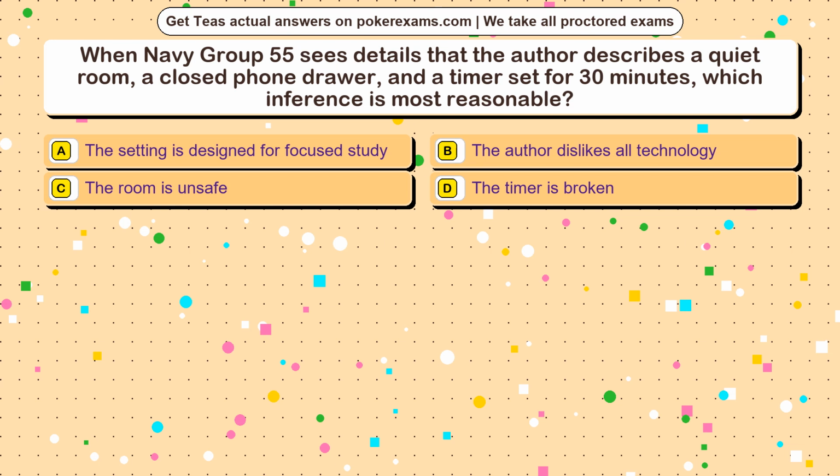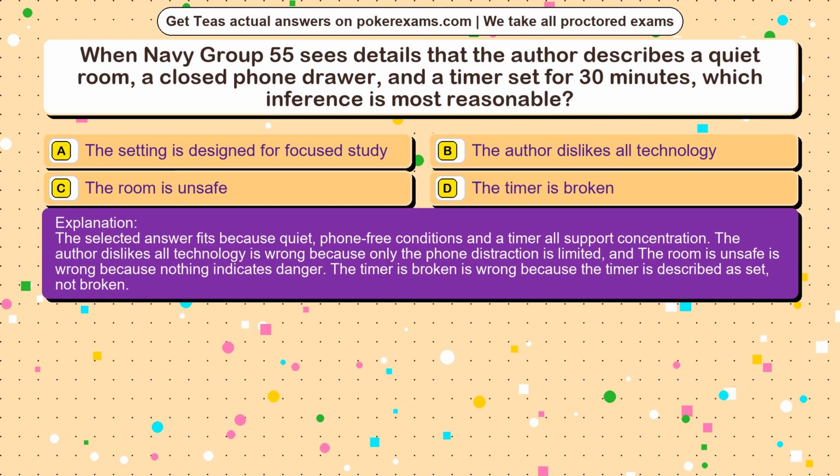The correct answer is option. The selected answer fits because quiet, phone-free conditions and a timer all support concentration. The author dislikes all technology is wrong because only the phone distraction is limited, and the room is unsafe is wrong because nothing indicates danger. The timer is broken is wrong because the timer is described as set, not broken.